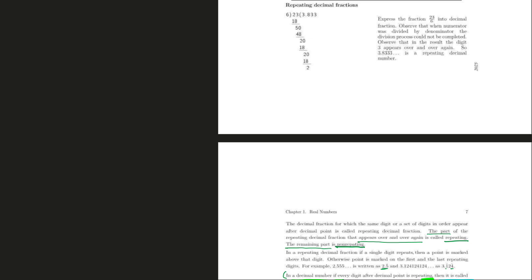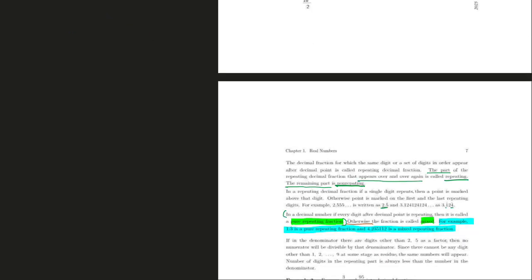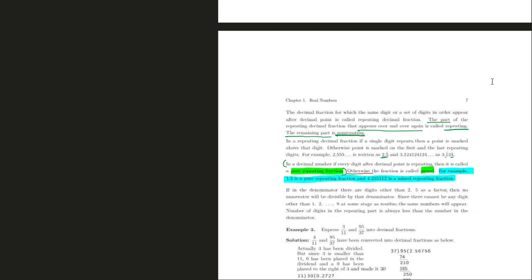So here is a process of writing a repeated decimal. If you say a number is given 23 by 6, that's going to end up as 3.833, right? So this is a repeated number. So it's just normal divisions, and you'll figure it out.